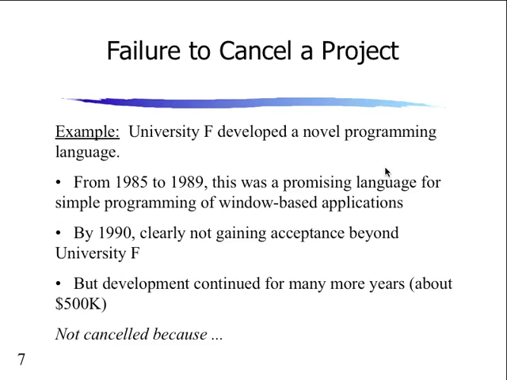University F develops a novel programming language. Actually, a lot of programming languages get developed at universities, or used to get developed at universities. From 85 to 89, it was a promising language for simple programming, window-based applications. 1990, clearly not gaining acceptance beyond the university. But development continued for many years, about 500,000. Why? Egos.